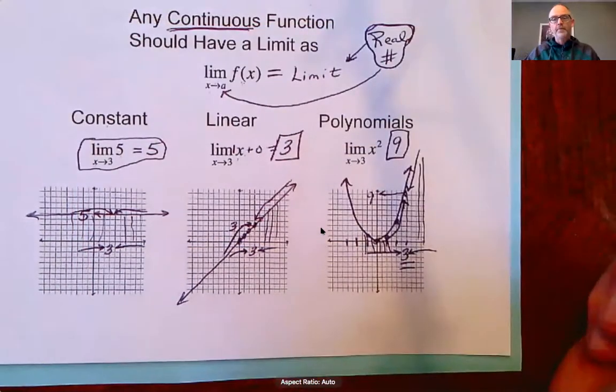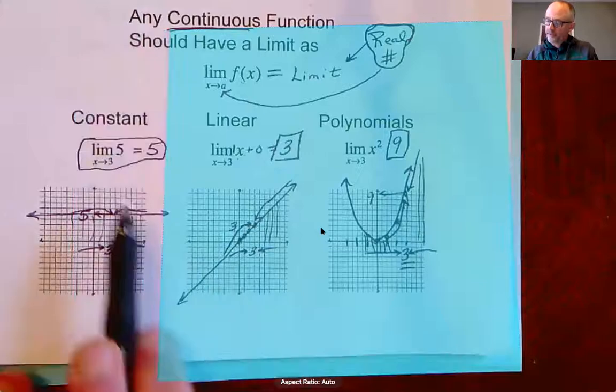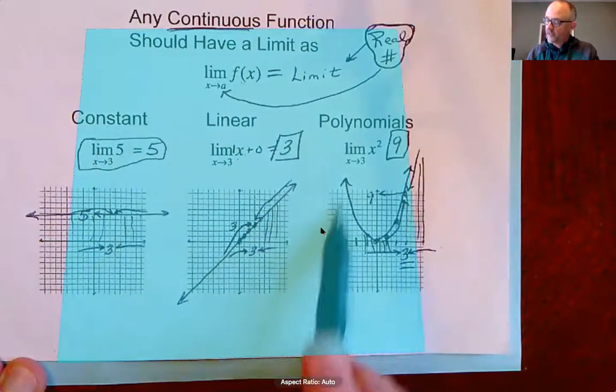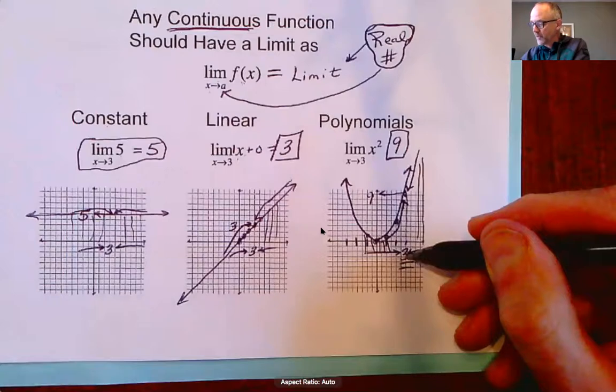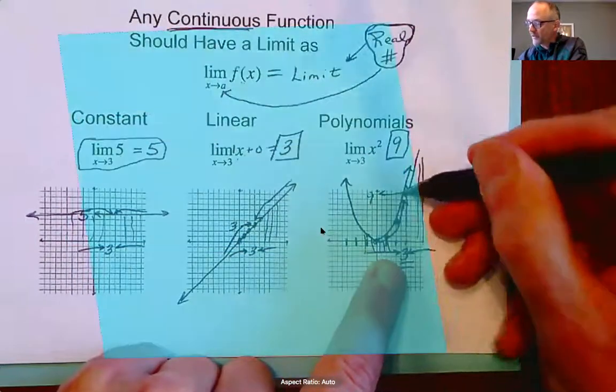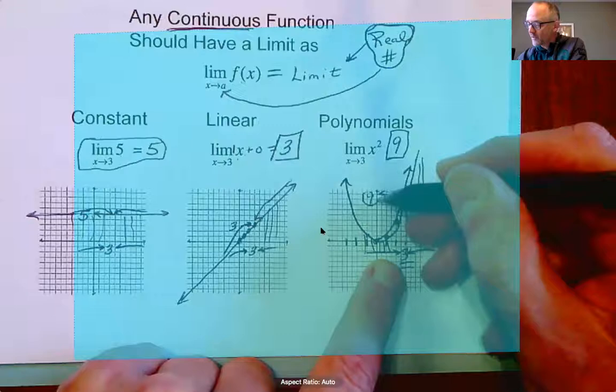Okay, and the simple point here is, when a function's continuous, as you approach 3, you can see already if you come straight up on the graph, hit the graph, come on over, you get your limit.